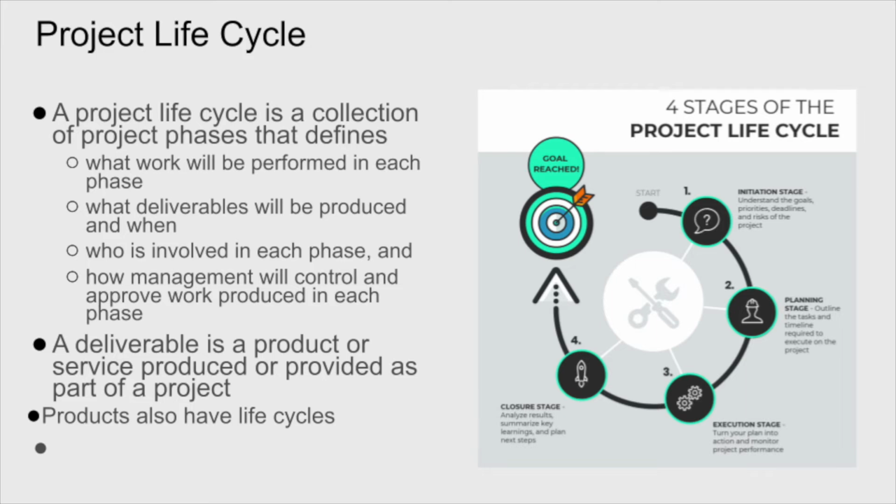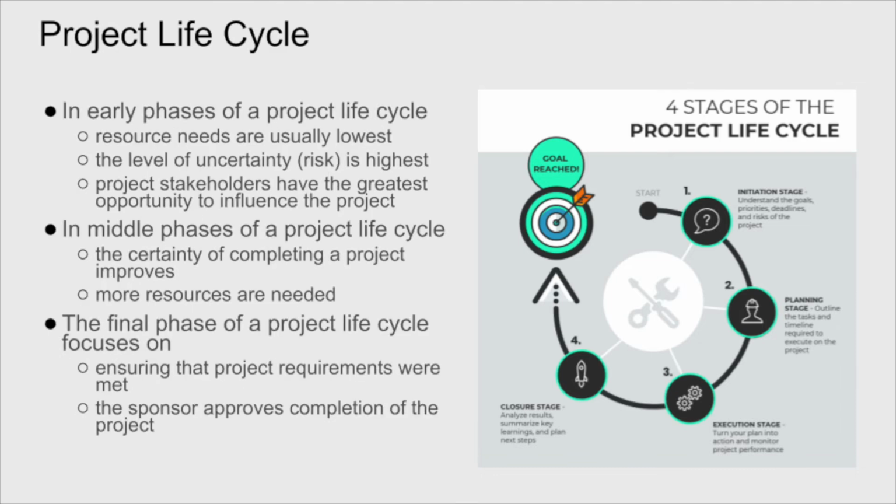So we've got to think about it from the point of view of, when we think of a systematic approach, what work will be performed at each phase, what deliverables will be produced and when, who's involved in each phase, and how management will control and improve work produced at each phase. So we're going to have to start thinking about those things early on. And really a deliverable is the product or service that's produced or provided by the project.